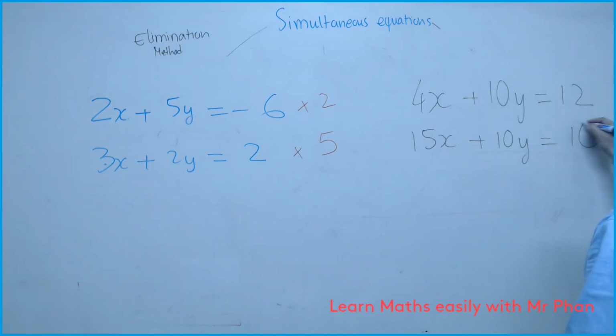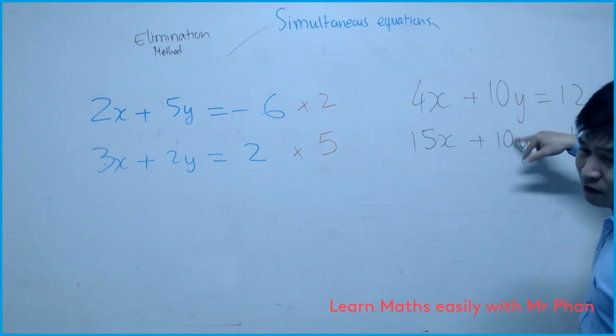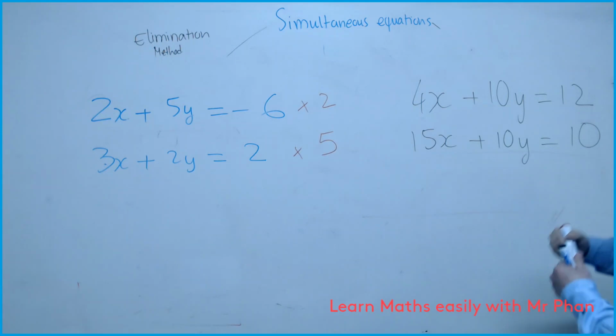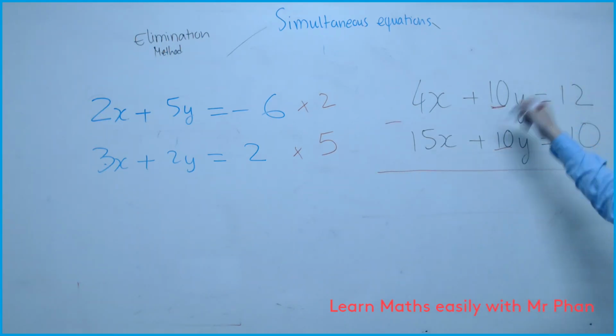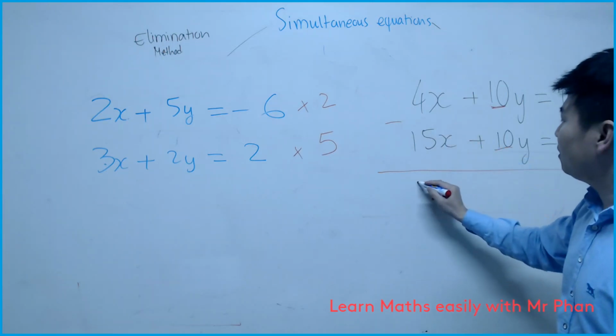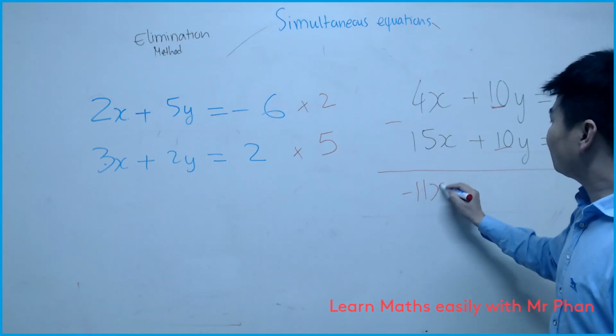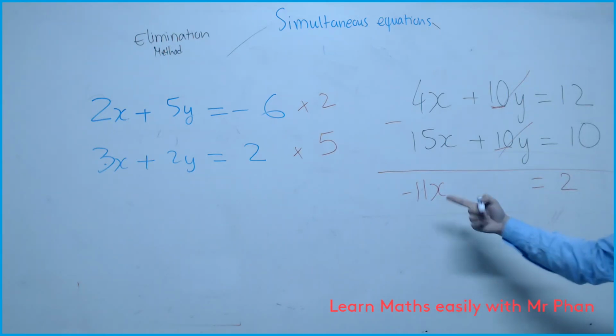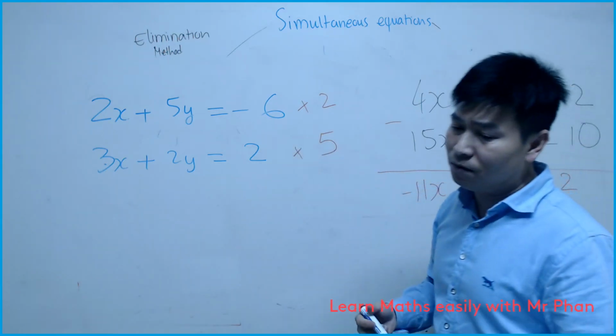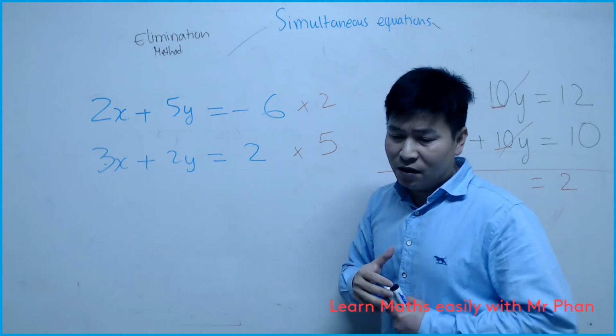You see that? Now I have the same coefficient of y for the first and second equation, which is 10, and now I can minus that. They cancel out. So that will give me negative 11x equals 2. Then I solve for x, and I substitute x in there to find out my y. So the same here.